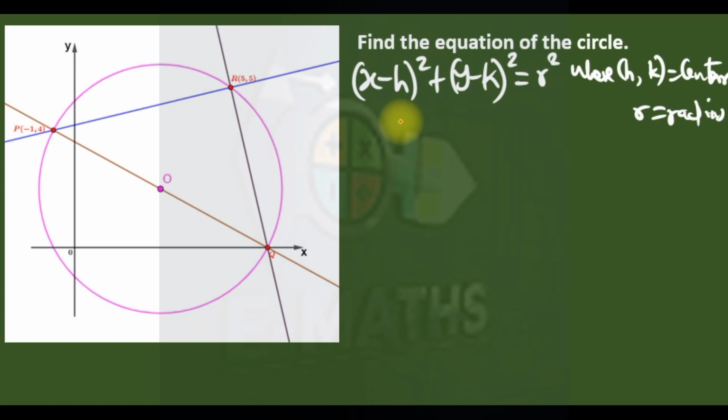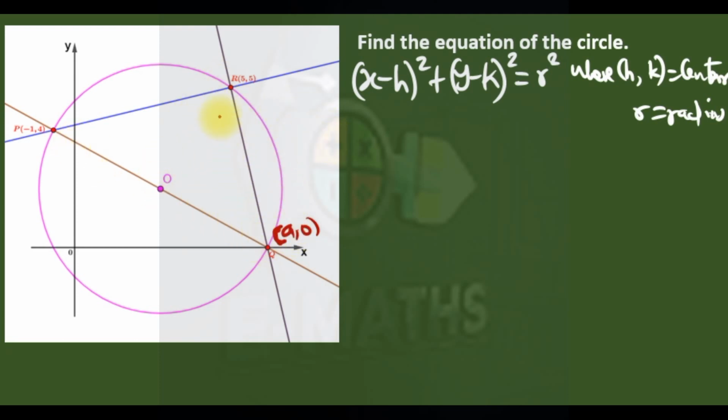So the first thing we have to do is to get the coordinate of Q, and we are not given that. You can see that Q is on the x-axis, and we know that the y-coordinate on the x-axis is always 0. So let's call it (a, 0). We don't know the value of a, so our main aim is to find a.